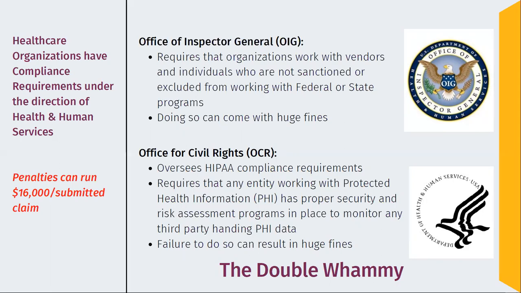which requires that organizations that work with vendors or individuals who are receiving any type of federal or state money validate that they are not working with anyone who is excluded from participating in those programs. That oversight is done by the OIG. And then we have the Office for Civil Rights that makes sure that organizations are following the proper HIPAA compliance requirements. So you kind of have a double whammy of organizations making sure that your healthcare institution is following recommended guidelines for this type of oversight.